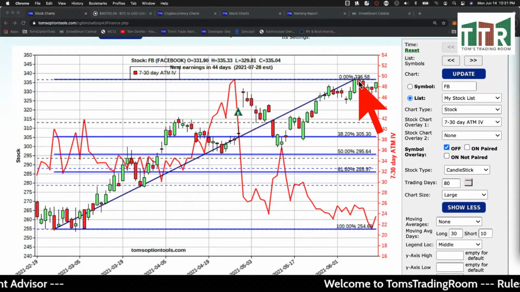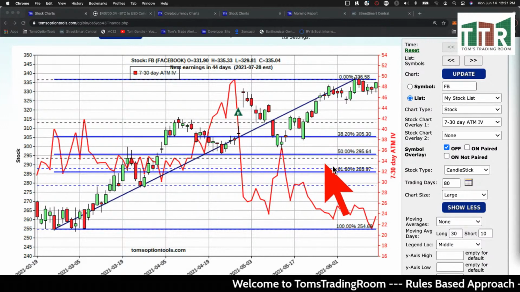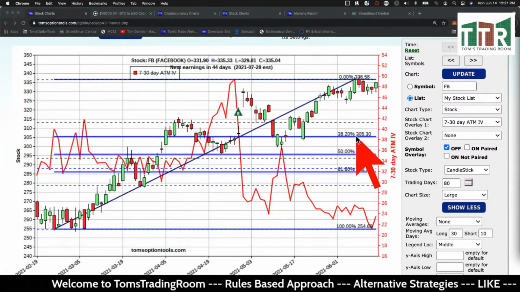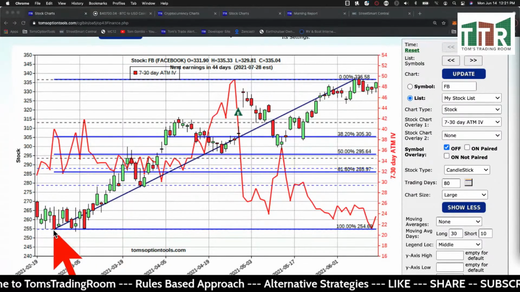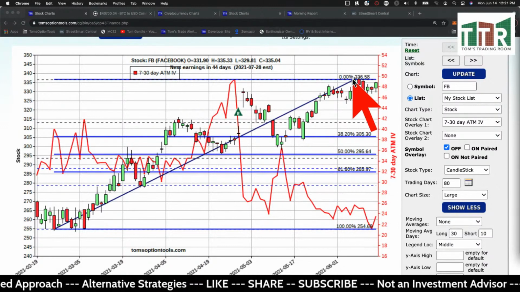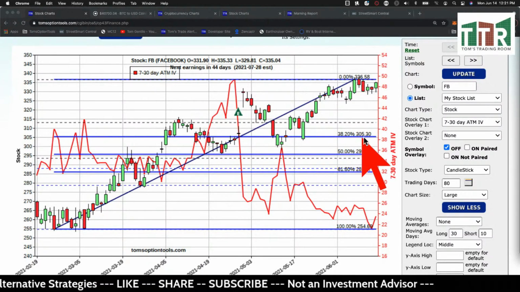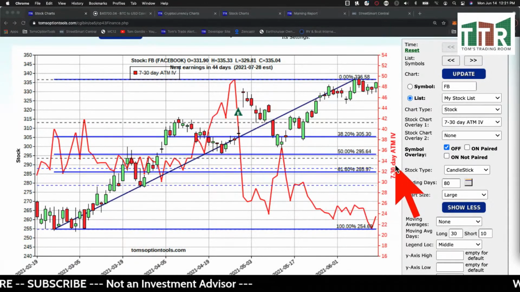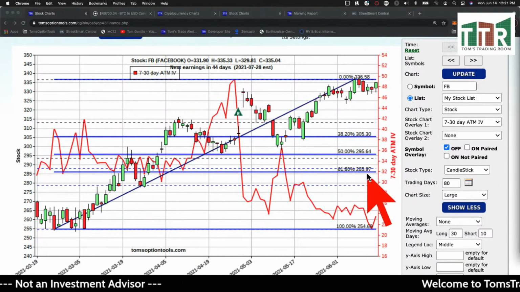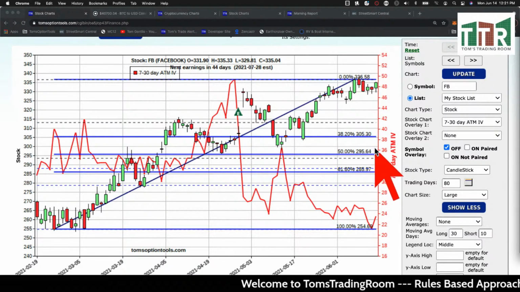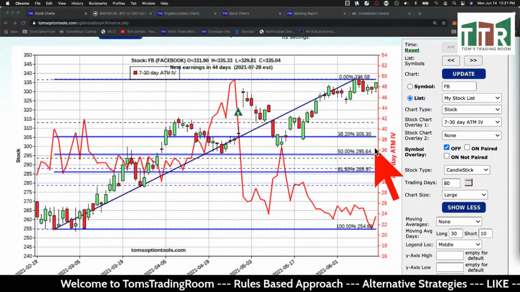From there, I'm looking for 3 areas of pullback, and these 3 areas of pullback can be buying opportunities. The 38% retracement: if you take this low down here at 255 and this high up here at 336, 38% off, you're talking about 305. 50% off, you're talking about 295. 61% or 62% off, 285. These are 3 areas that I like to call Fibonacci buying opportunities.